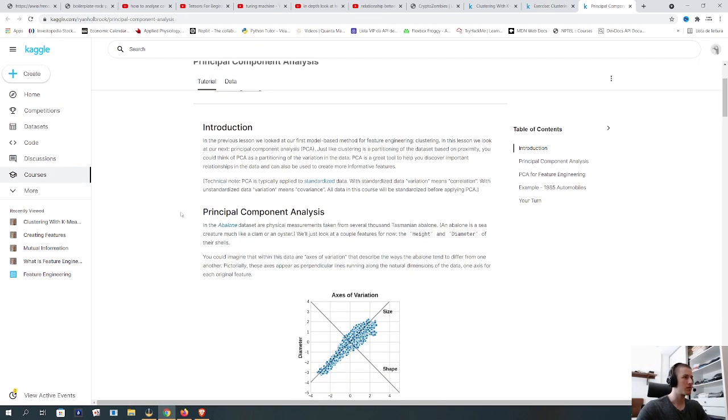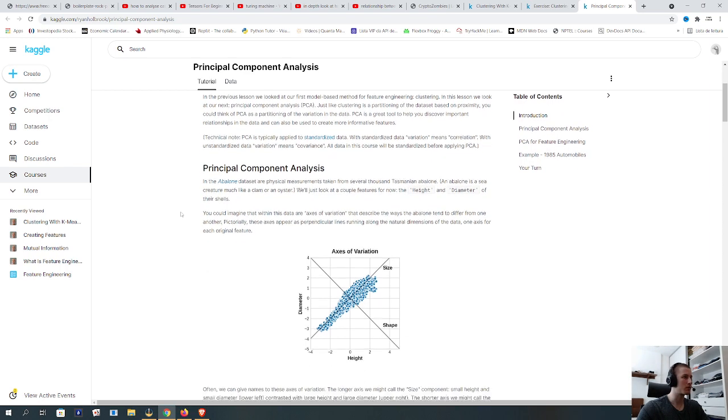In the previous lesson, we looked at our first model-based method for feature engineering, clustering. This lesson, we look at our next, principal component analysis, PCA. Just like clustering is a partition of the dataset based on proximity, you could think of PCA as a partition of the variation in the data. PCA is a great tool to help you discover important relationships in the data. It can also be used to create more informative features.